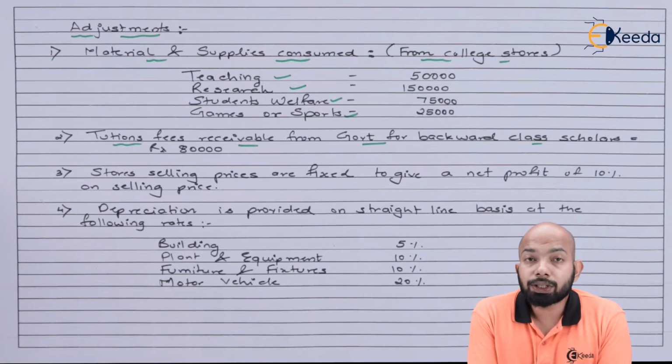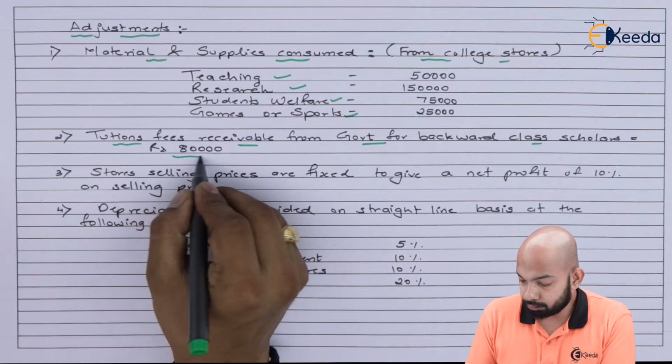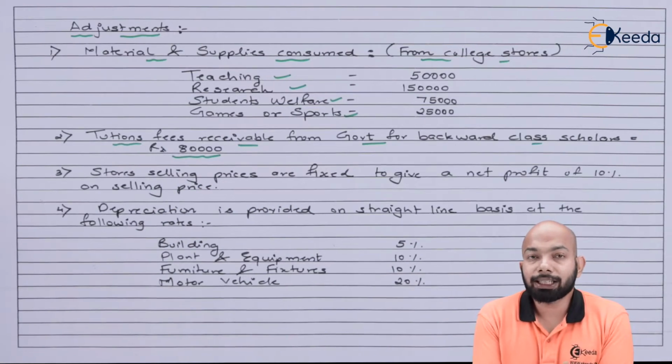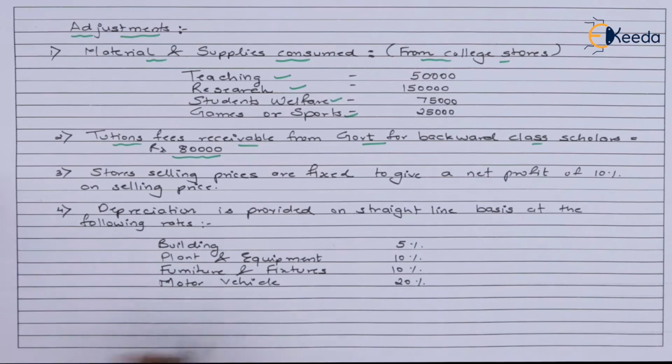Now the next adjustment states that tuition fee receivable from the government, which is for the backward class, amounts to 80,000 here. So this is the receivable. That means something that we're still supposed to receive. It's an asset for us.